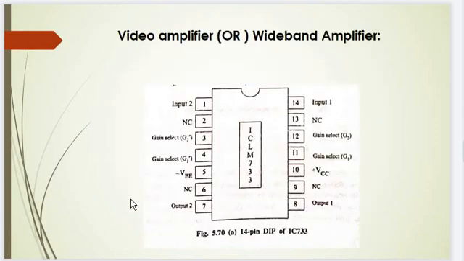Video power amplifier, or a wideband amplifier. The video amplifier is a wideband amplifier. This is fabricated in a dual inline package. So this is the IC LM733. This one is a 14-pin IC.